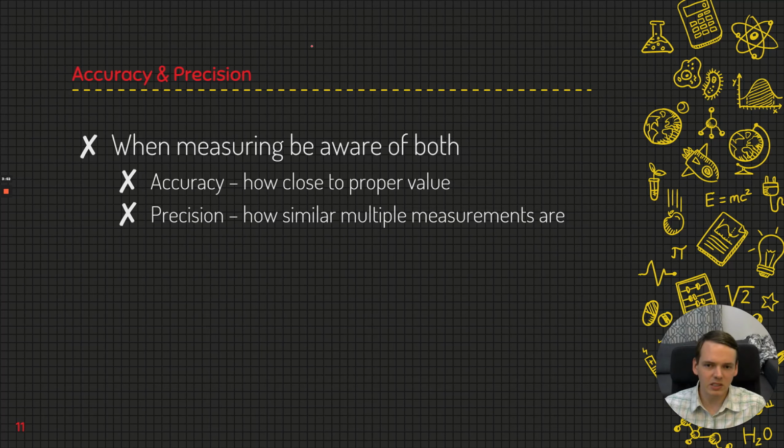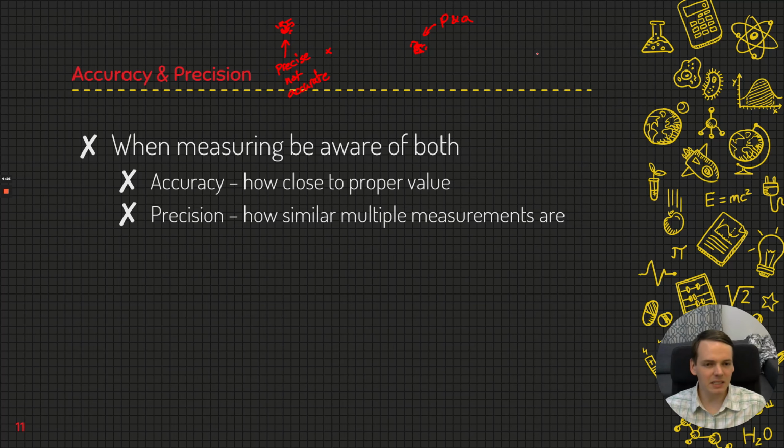You'll sometimes see the example of a bullseye. If this is my bullseye, and I shoot a bunch of arrows, all of those dots would be precise, but not accurate, because they're all quite close together, but they're not close to the bullseye. This would be precise and accurate.